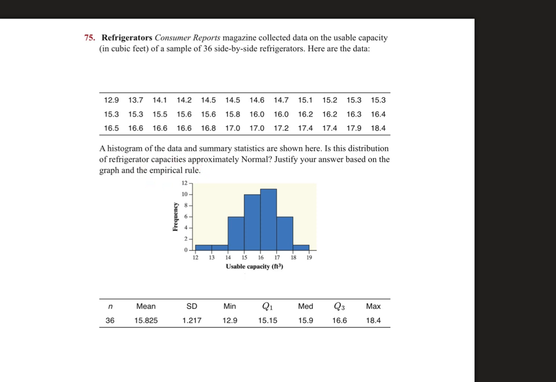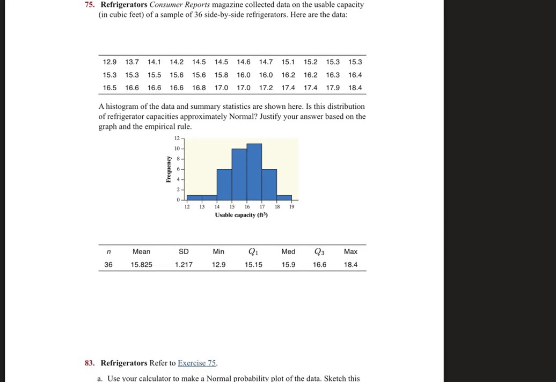Okay, but the question says based on your graph and the empirical rule. So based on the graph, it looks like it could be approximately normal. The empirical rule says that 68% of the data should be within one standard deviation of the mean. So let's look at the mean. The mean is 15.825, and the standard deviation is 1.217.